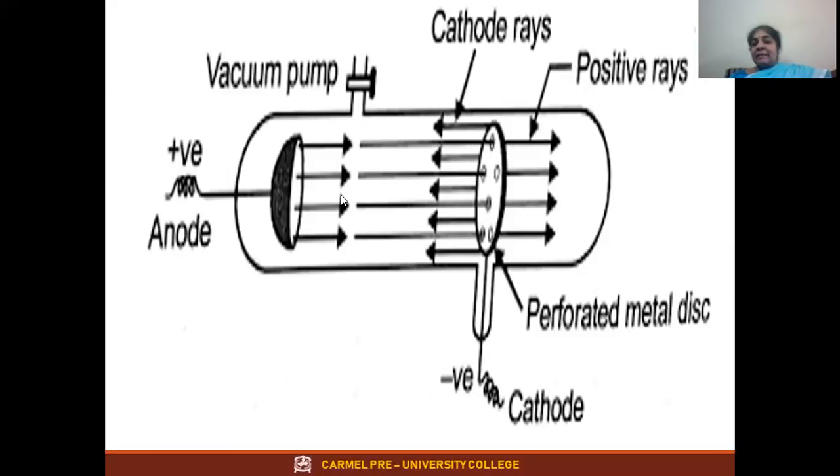Hence it is called canal rays. So in this experiment, what do you observe? You observe the rays behind the cathode, which are called positive rays, or anode rays. If you observe the two experimental setups, the experiment for cathode rays and the experiment for anode rays, they are one and the same, with a small change: you have a perforated cathode here.